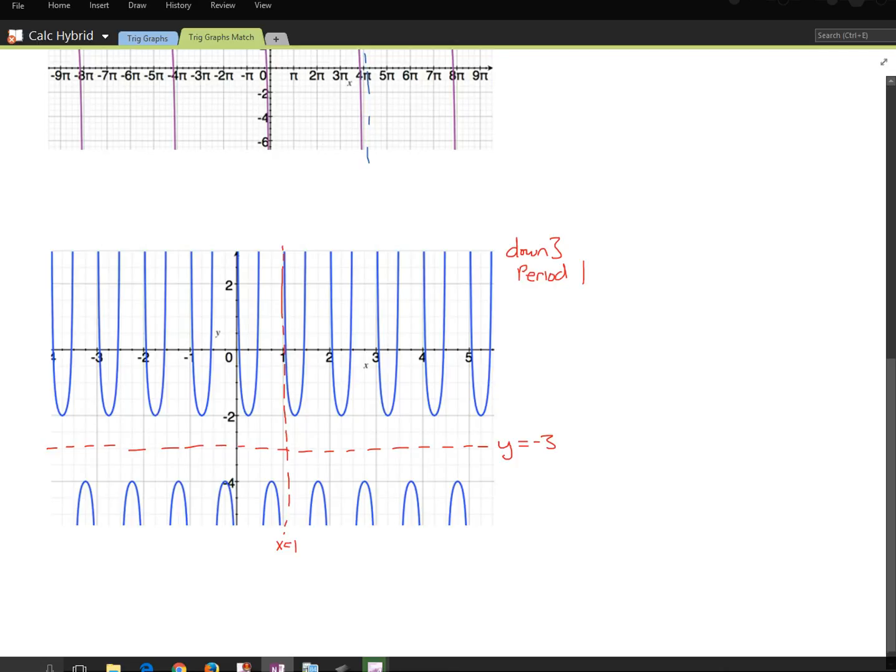Anything else that we have to worry about? I can't really tell too much. Oh, let's see. How far is it going up and down? So it looks like this distance is just 1, right? From -3 to -2. This distance is just 1, so I know that the amplitude of my guides is also going to be 1. Okay. So there we go. I think we just are ready to start assembling.